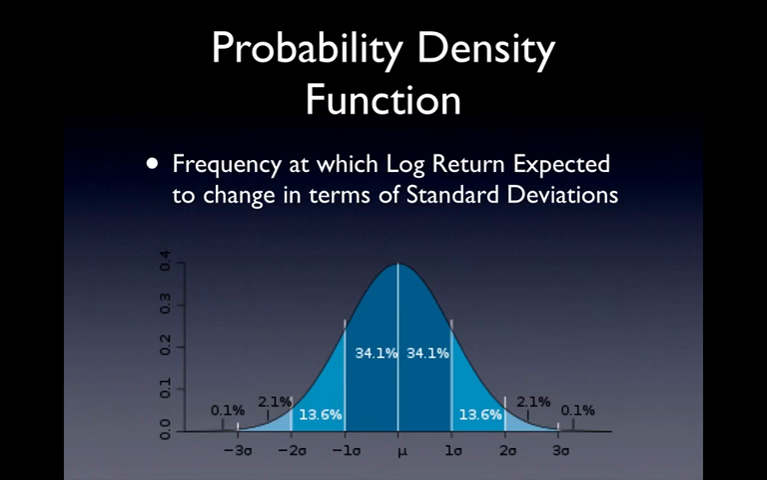This figure shows a typical normal probability density function. The PDF tells us the frequency at which we can expect the log return to change by a certain number of standard deviations. However, this is not the probability. As indicated in the diagram, the probability is represented by the area under the PDF. Taking the sum of the numbers representing the area between -3 and +3 standard deviations results in the 99.7% confidence interval.